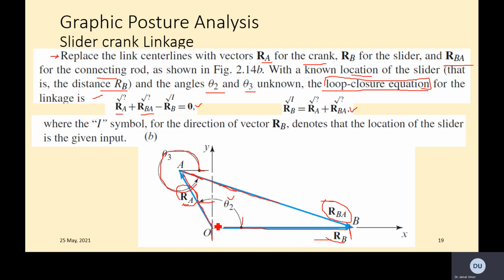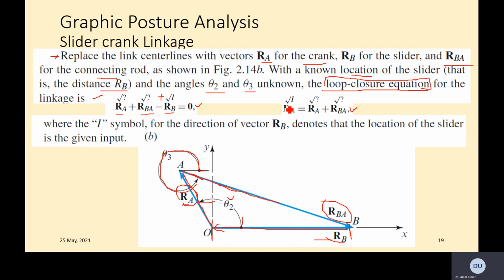So RA is making one loop. RA is in this direction, RBA is in this direction, and if RB is in this direction, then it should be positive. Yeah. But because it's opposite, it's not making a loop. So that's why it's negative basically. So this is a little bit easier way to understand. So loop closure means all vectors are in such a way that they are making a loop, right?